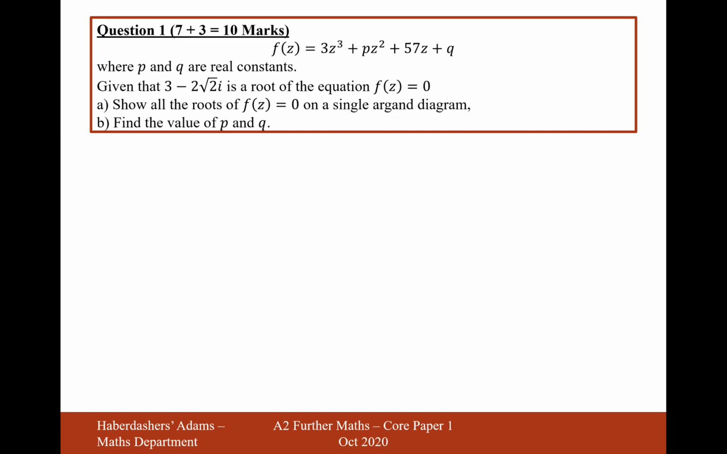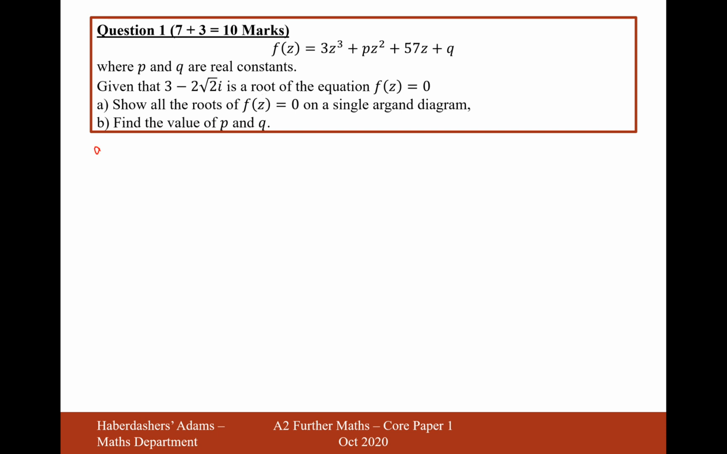So we have f(z) = 3z³ + pz² + 57z + q, where p and q are real constants. Given that 3 − 2√2i is a root of the equation f(z) = 0, show that all roots of f(z) = 0 can be plotted on an Argand diagram. So what we need to do is find the other two roots.